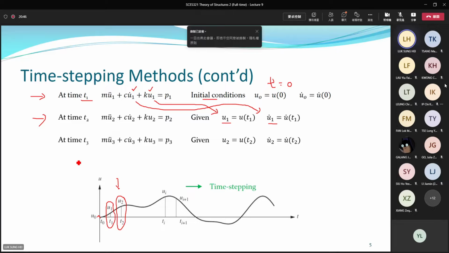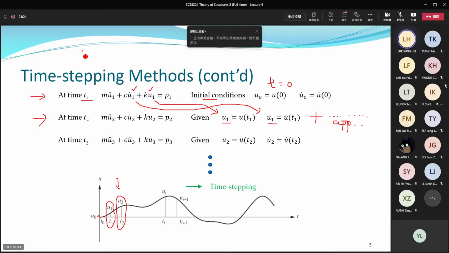The concept is quite easy because it just does step by step. But what I mentioned here is that you need some additional information in order to solve these equations. You cannot easily solve it directly. You need some additional approximations. That's why at the beginning you have seen that there are different numerical methods, Newmark's method, central difference method. They're actually based on different assumptions, different approximations. But here I show you the general idea of time stepping methods: do this step by step.